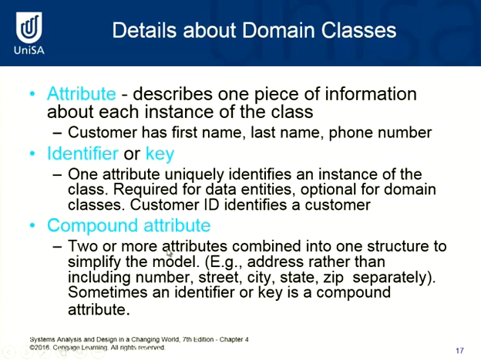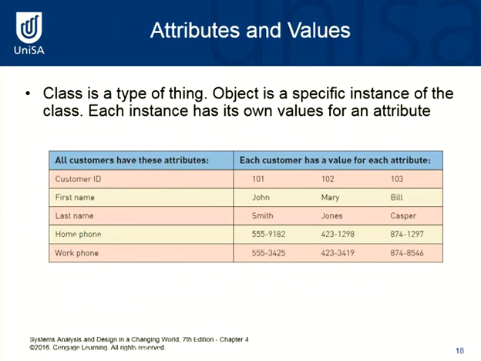We can also have a compound attribute, two or more attributes combined into one structure to simplify the model, i.e. an address, rather than breaking it down into the individual components. So it depends on how you set it up and how you use those components within the system. If you need to have individual components, they must be separate attributes. If it's not necessary to separate them, then you can combine certain attributes together.